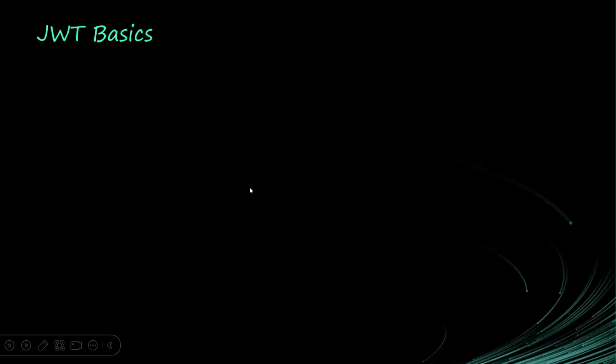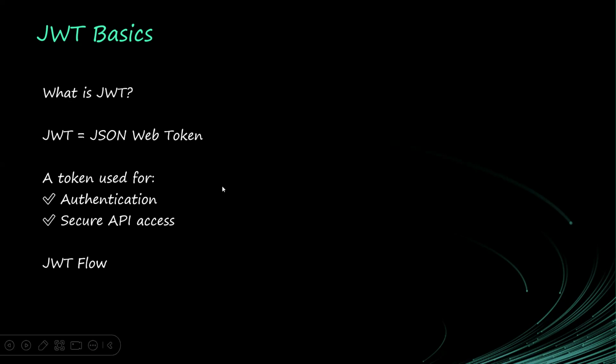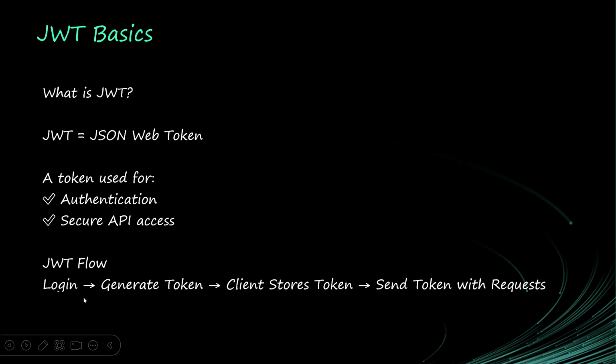So, JWT basics. What is JWT? JWT stands for JSON Web Token. It's a token that is used for authentication and secure API access. It's a stronger way of authentication. So a user will log in, and we will generate a token for them. We'll check whether the user exists. If the user exists, we'll check their password. If their password is correct, we'll generate a token for them and send the token to them. Do you understand? This is the flow.